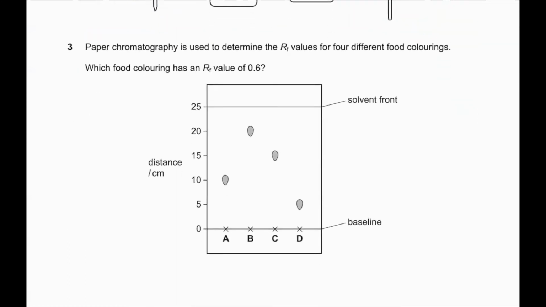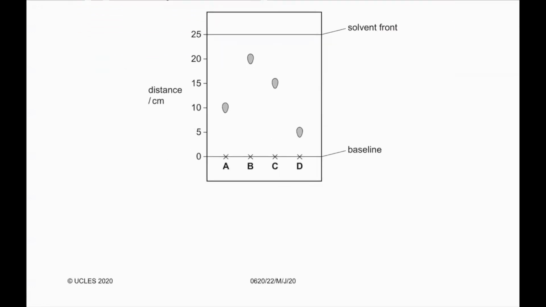Question number 3. Paper chromatography is used to determine the RF values for 4 different food colorings. Which food coloring has an RF value of 0.6? So we'll have to find out which food coloring has an RF value of 0.6. For finding out RF value, we can measure the distance from the baseline until the solvent front, which is given as 25.